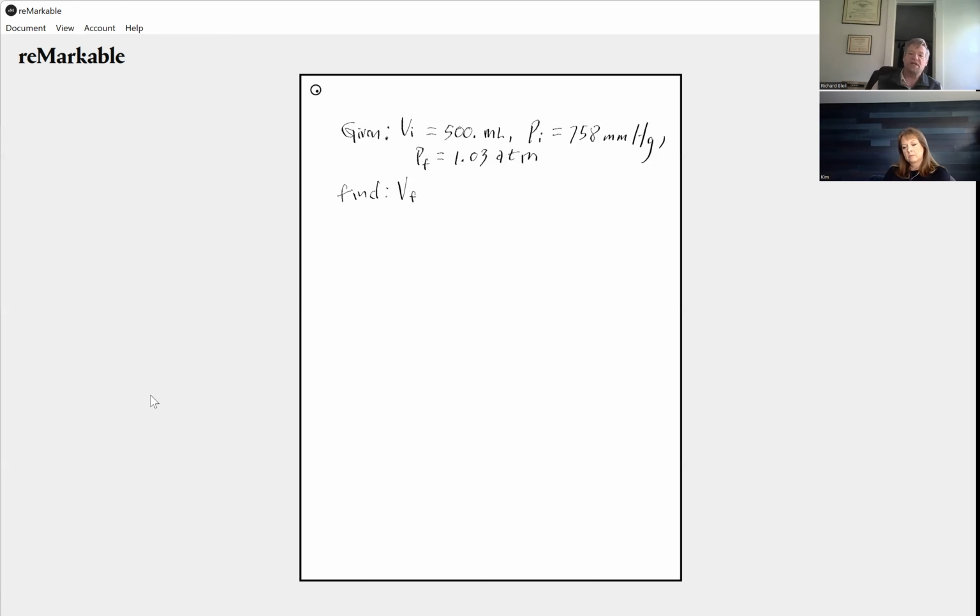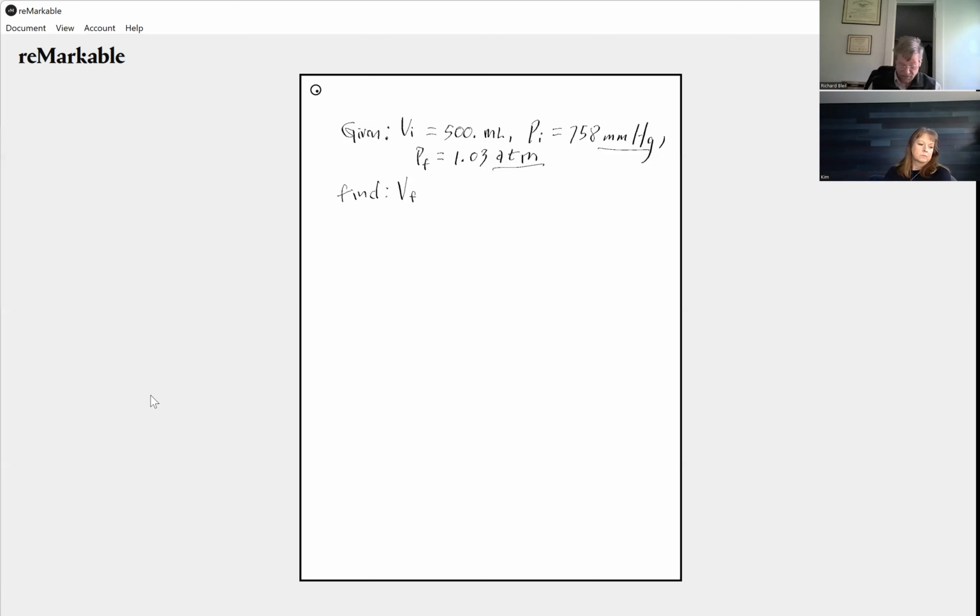But our pressures are not consistent. We have millimeters of mercury here. We have atmospheres here. We cannot do this calculation without converting our pressure. There are many, many, many pressure units and conversion factors, honestly. So how do you do this?